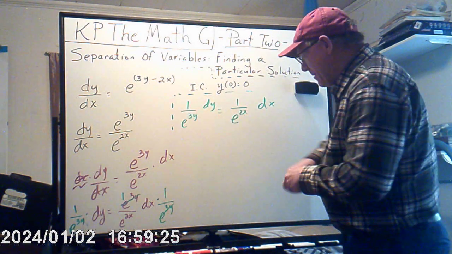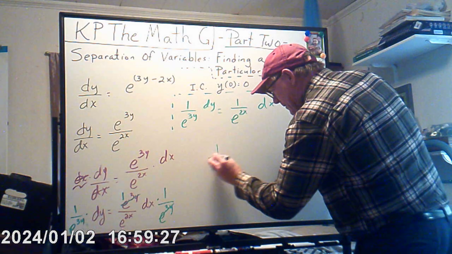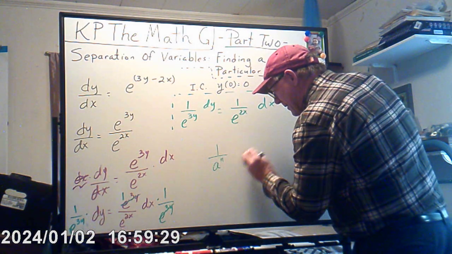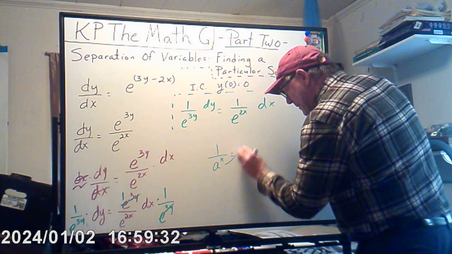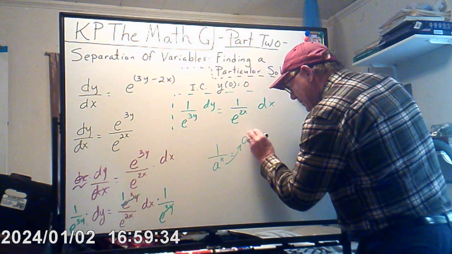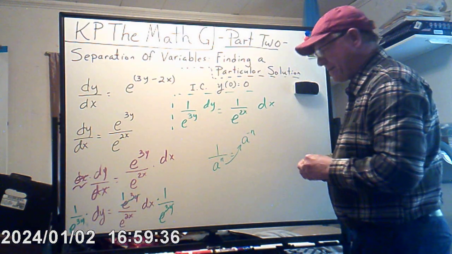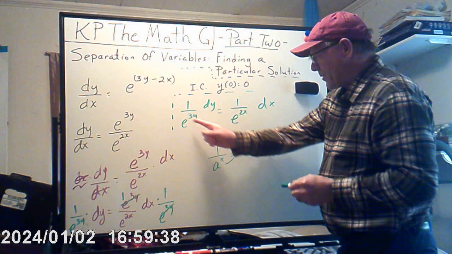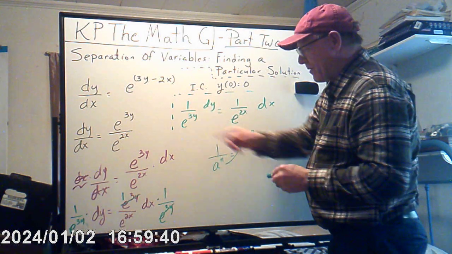Look here, remember 1 over a to the n is equal to a to the negative n. Remember that? I'm going to just bring this and make this exponent negative.